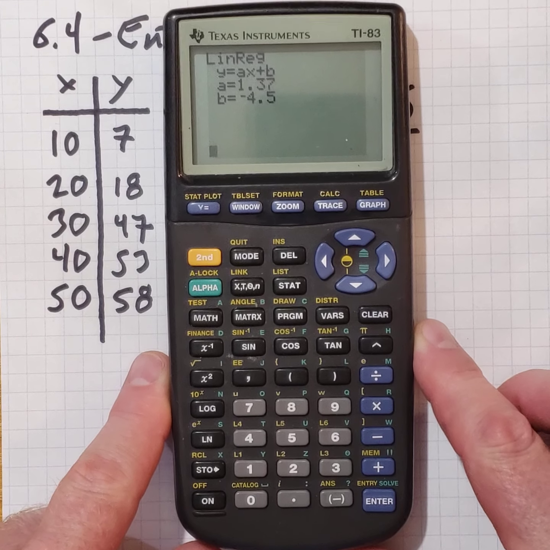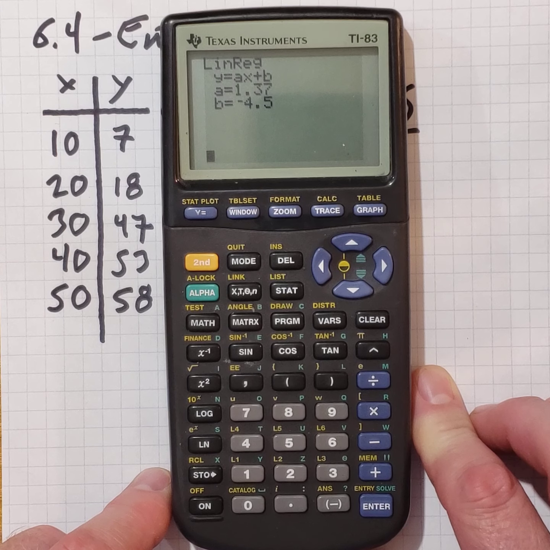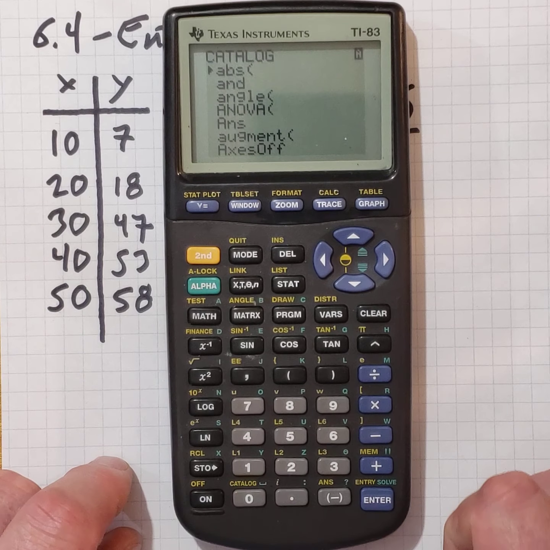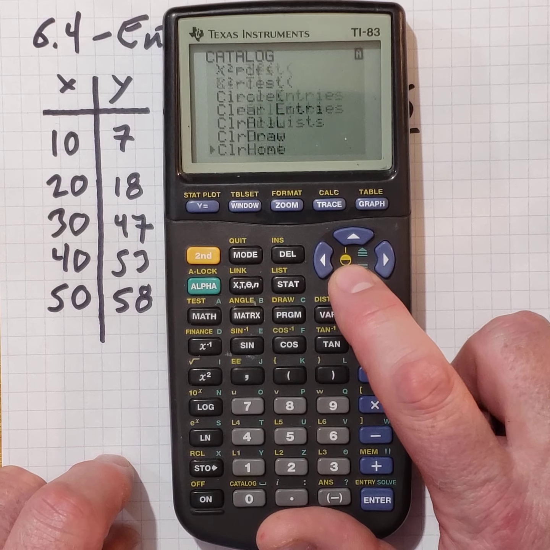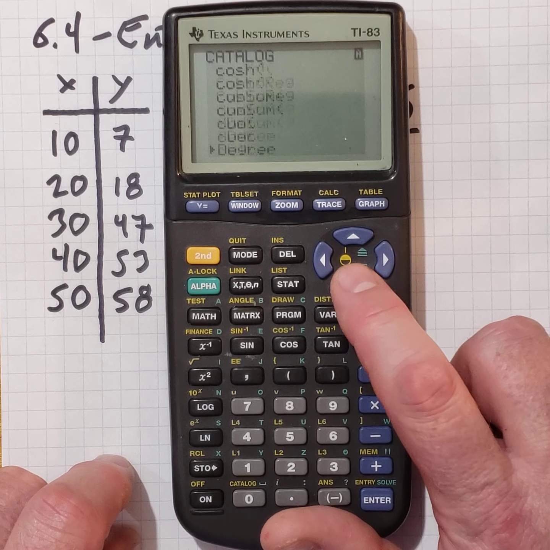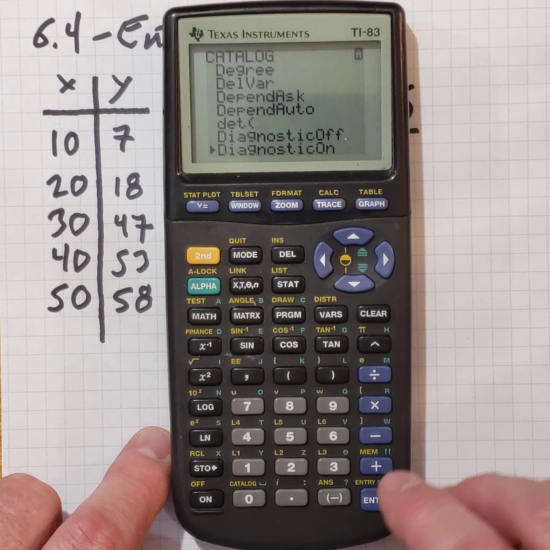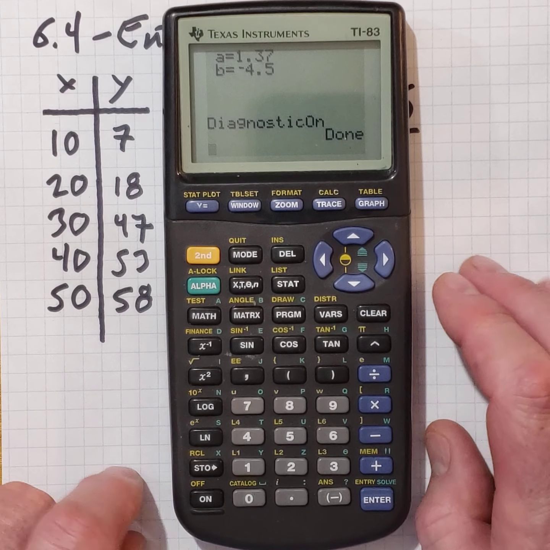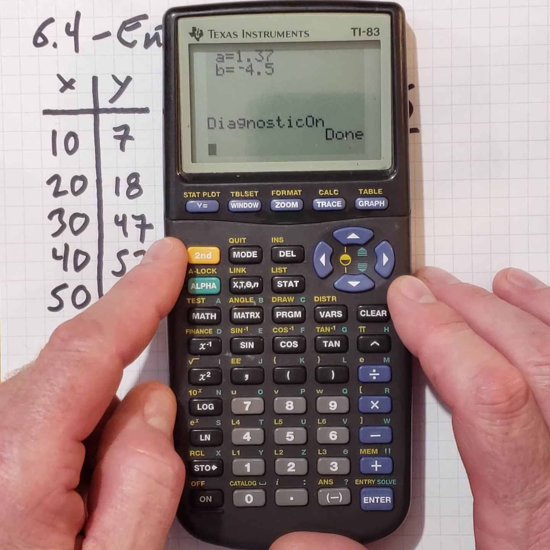Now, I said we were going to find the regression, and we are, but we have to change something first here. We have to go to catalog, so second 0, and we want to arrow down until we reach something called diagnostics on. There, diagnostic on, and we want to hit enter and enter again. And you should only have to do that once. I did it before, and I think I've reset my calculator since, so I had to do it again.